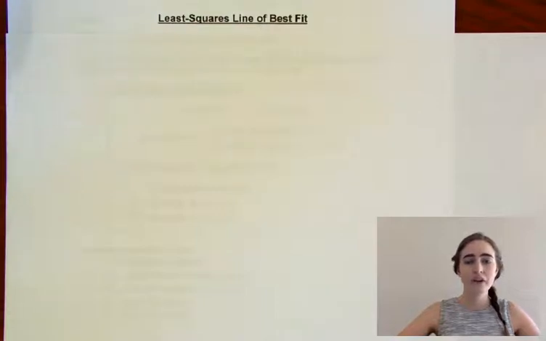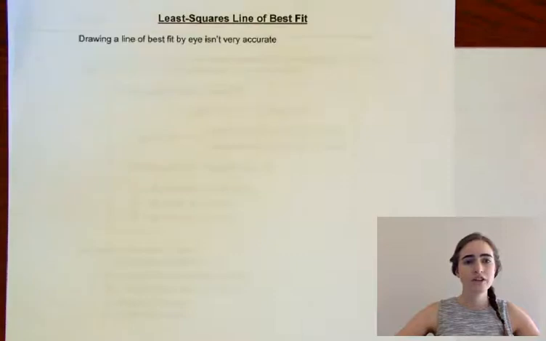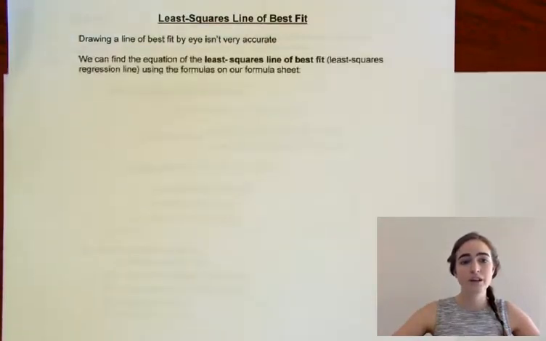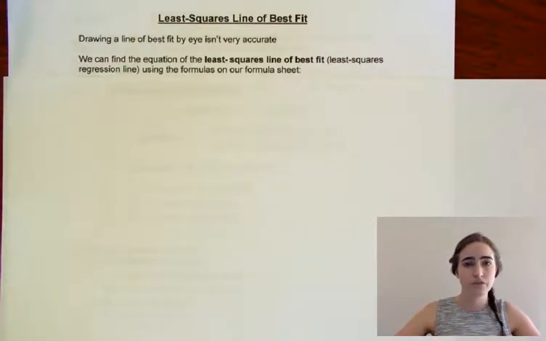In this video, I want to have a look at what's called the least squares line of best fit. In one of our earlier videos, we looked at drawing a line of best fit by eye, but we discovered that it wasn't very accurate. So in this video we're going to find the equation of the least squares line of best fit, which is sometimes also called the least squares regression line. And we're going to use formulas that are on your formula sheet.